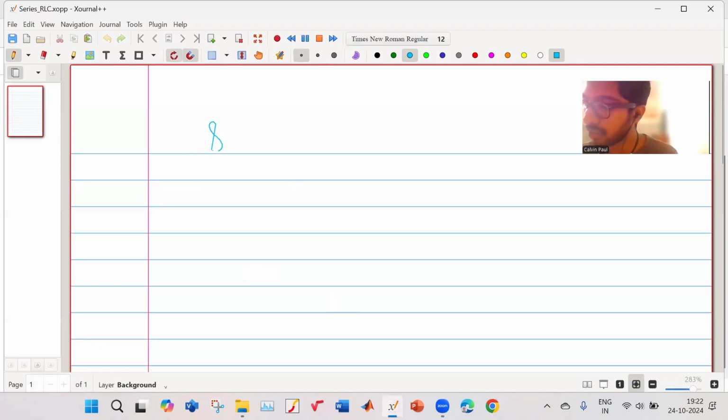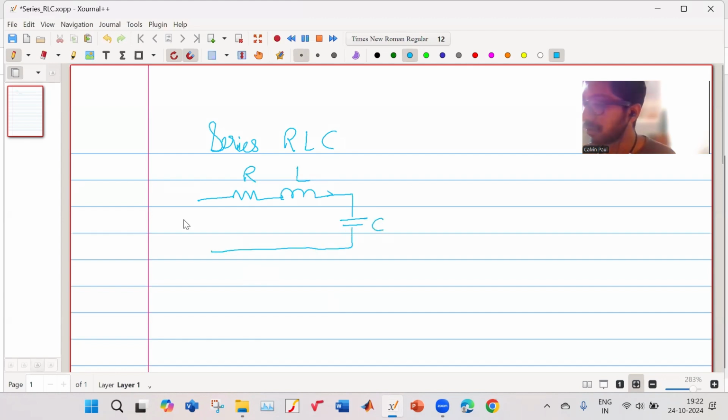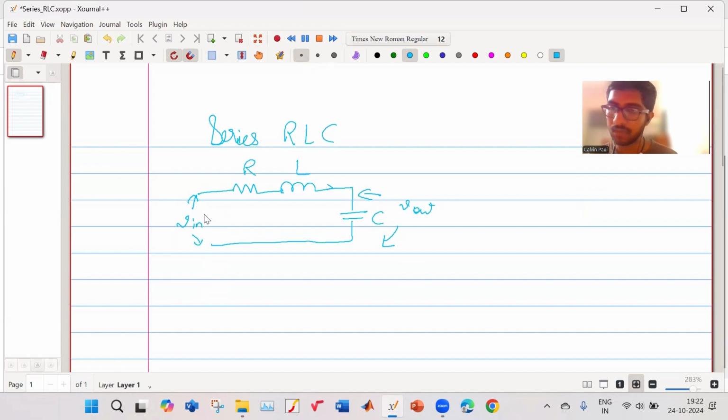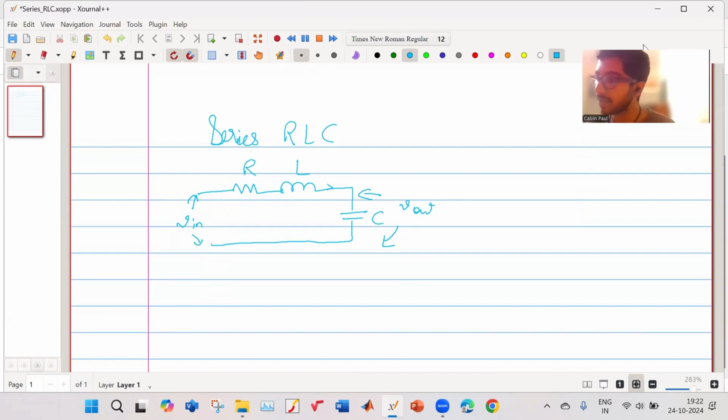So today I'll be teaching about the series RLC, and the circuit will look like this. There is a resistor R that has an inductor L, and there's a capacitor C. Over here the input is applied, and over here the output is seen. So we are seeing the output across the capacitor, the voltage across the capacitor, and for the input we can apply anything. Either we can apply a square wave or a sine wave, which we will see one by one.